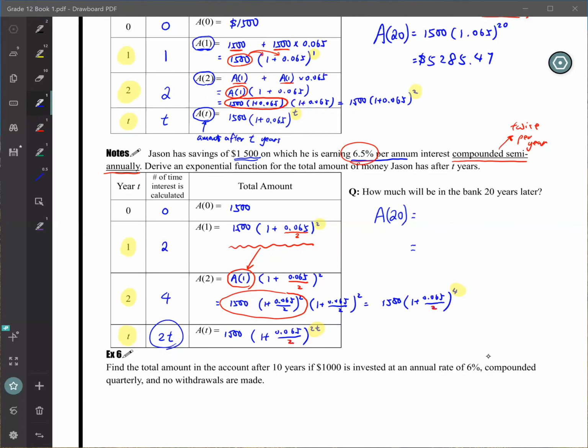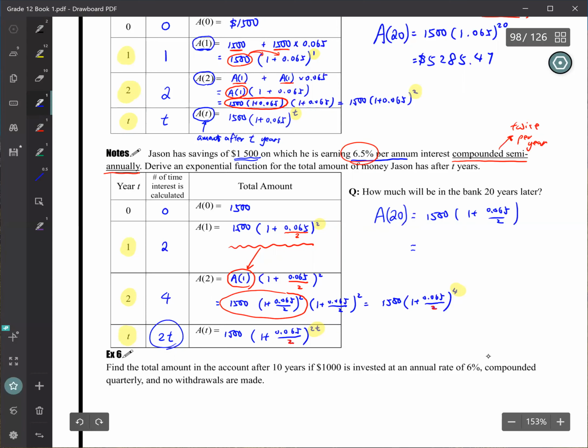Okay, so if we type it in, it will be 1500 (1 plus 0.065 over 2) to the 20 years, so we should put 40 then, right? Okay, what's the final number, Eric? 5,391 and 30 cents. Okay? And E-Ray, do you have the same? Yeah. Okay, so this one is a little bit more money than the annual one, okay?